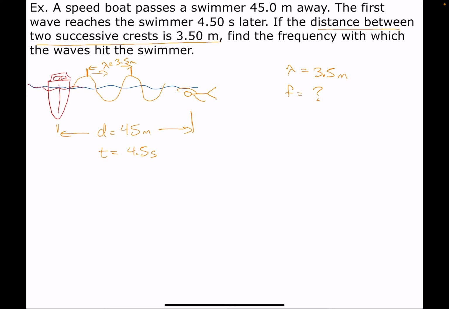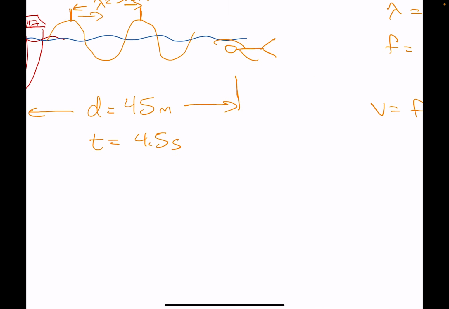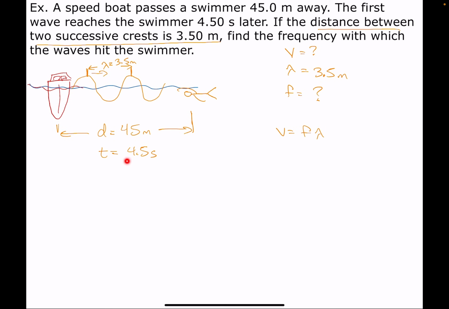In order to find that, I would like to use the universal wave equation. That means I need to know what v is. On this side over here, I just happen to have enough information to solve for v. What I know is speed is distance over time. So as one of these crests comes out from the boat, it takes 4.5 seconds for it to travel the 45 meters to the swimmer. That means I can find the speed of the wave.